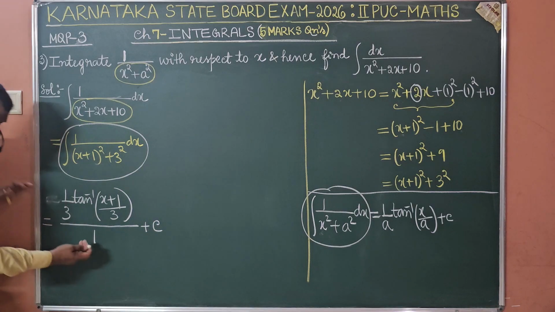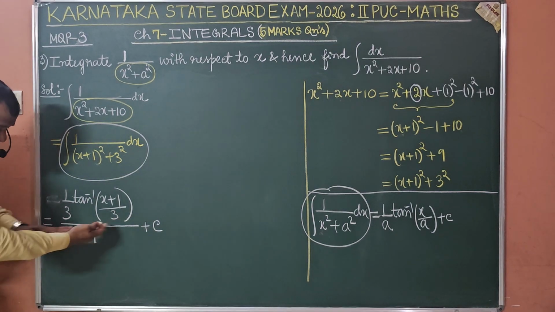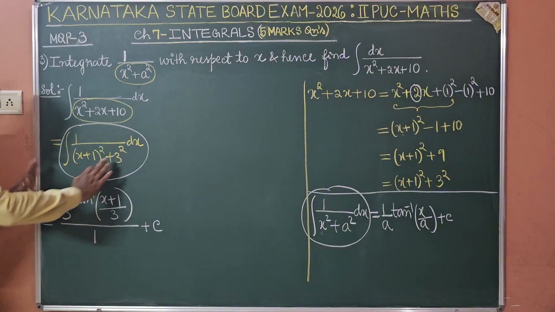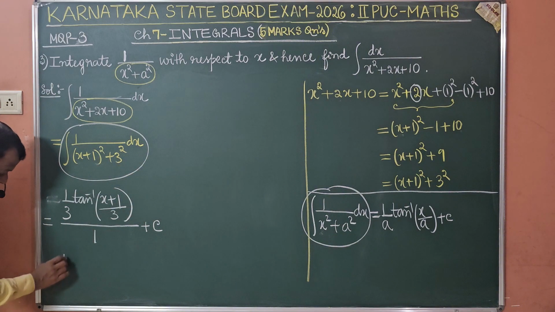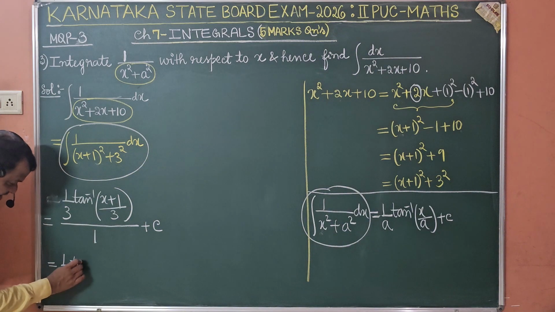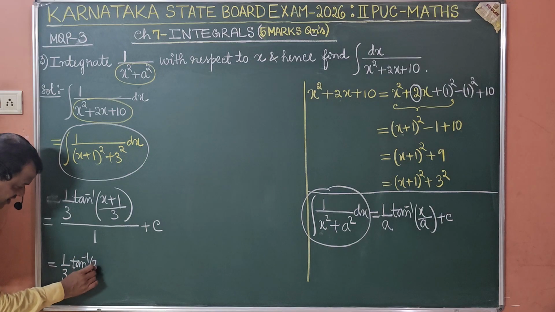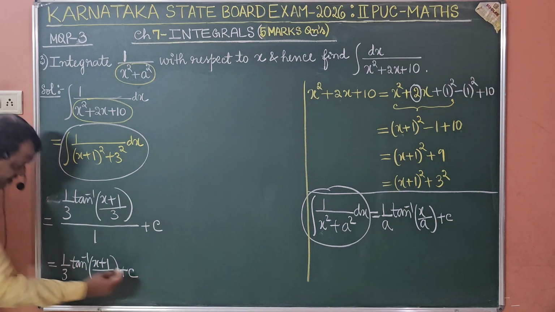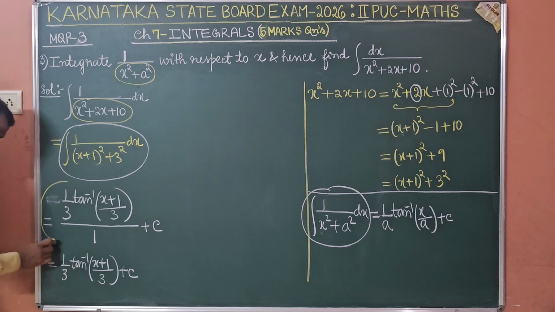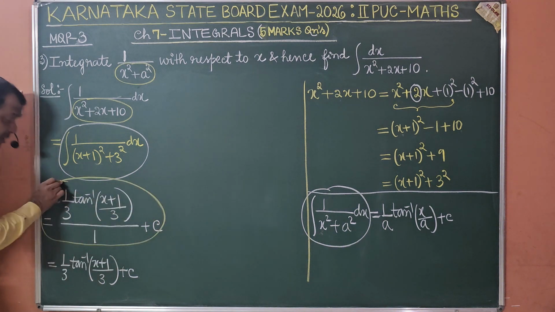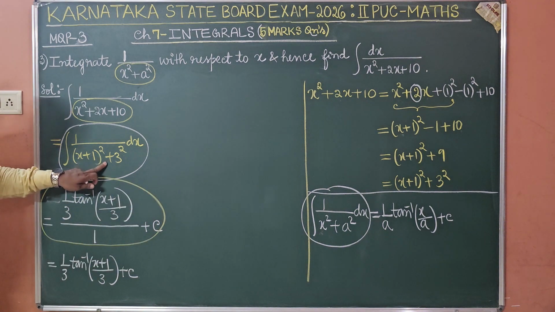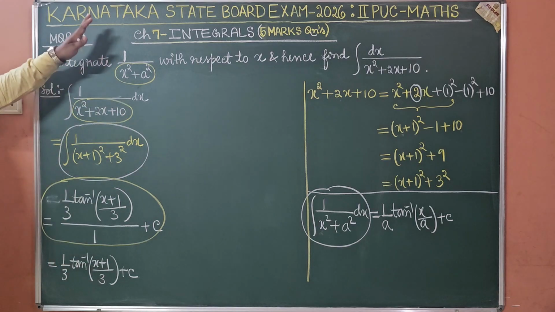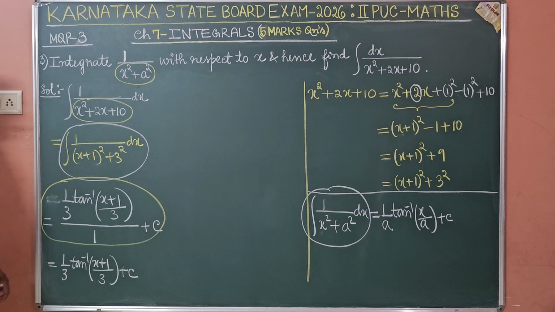And some students ignore writing this divided by 1. No problem. This itself is the final answer. Or I can write it as 1 by 3 tan inverse of x plus 1 divided by 3 plus c. Or even in the exam, if you do not write this step, no problem. Directly from here, you can write this. Therefore, kindly go through the complete solution.